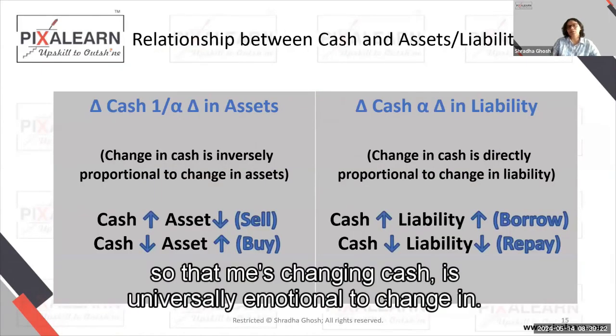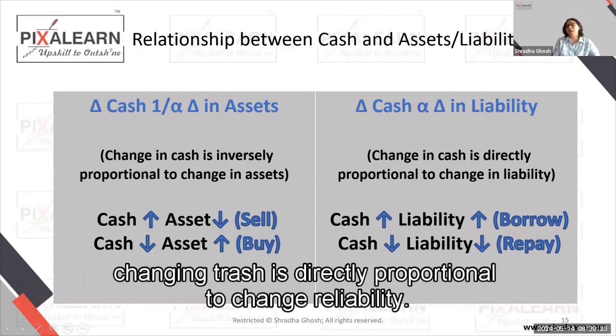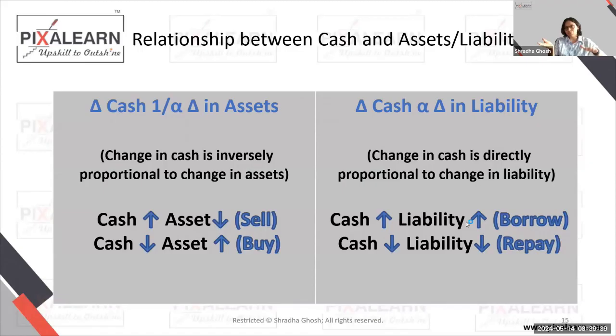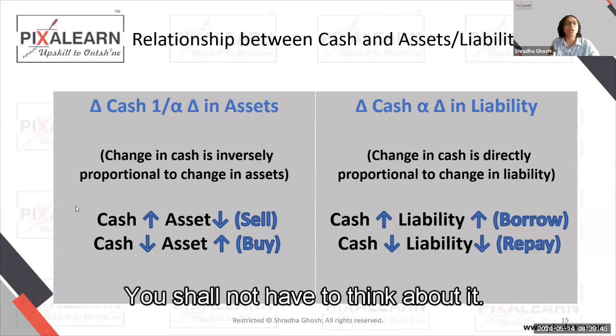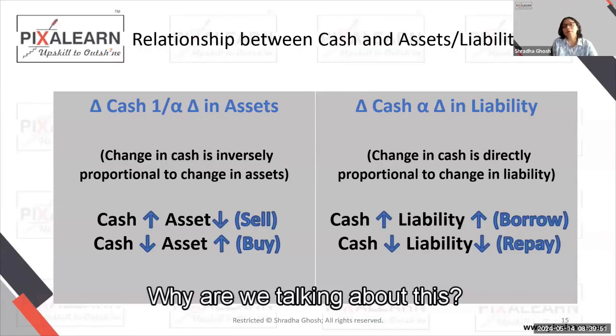So that means change in cash is inversely proportional to change in assets. Cash going up, asset coming down; cash coming down, asset going up. And change in cash is directly proportional to change in liability. Cash going up, liability going up; cash coming down, liability coming down. I want this to come to you like a reflex. You should not have to think about it. You should just know it. It's a reflex.